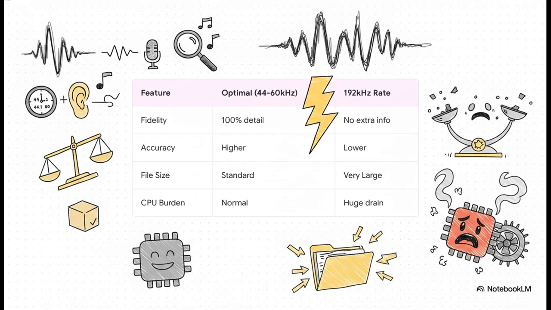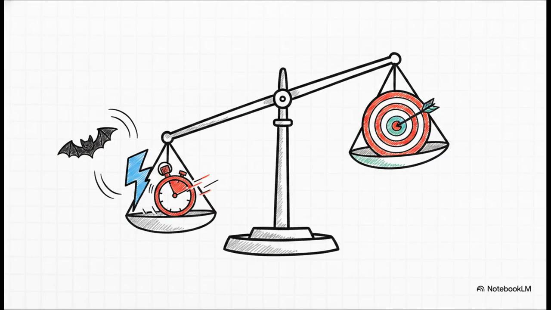Cranking the sample rate to 192 kHz adds zero audible information, literally none. What it does do is create excessively large, bloated files and puts a massive computational drain on your processor. But here is the real kicker, the part that surprises a lot of people. Operating at 192 kHz actually decreases your converter's accuracy. Why? Because of those gold miner scales we just talked about. The faster you force the converter to weigh those bits, the less time the analog components, like capacitors, have to properly charge and settle.